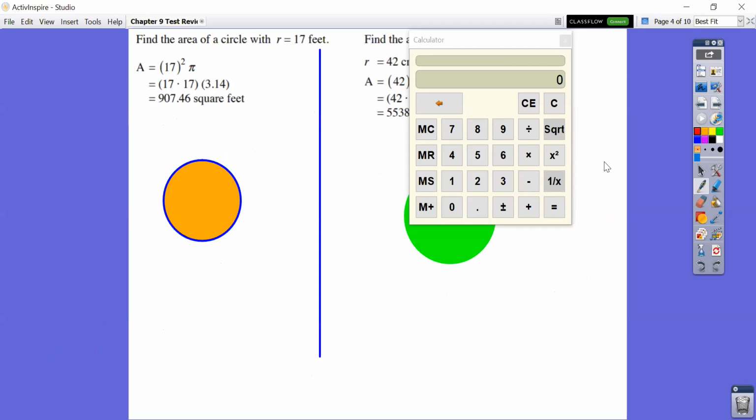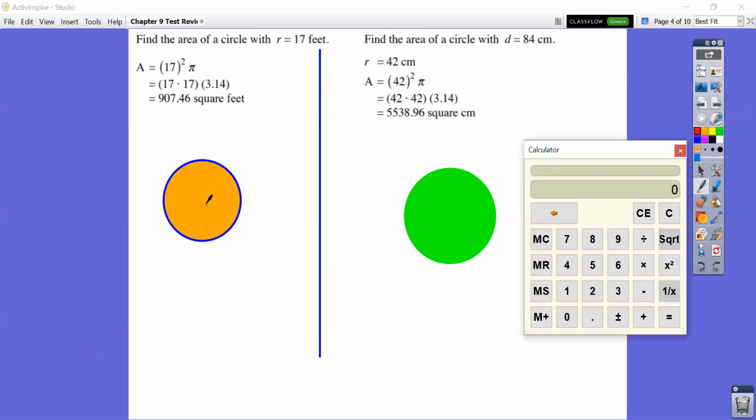Area. Find the area of this circle. Radius is 17 feet. We have the center. We have a point on the circle. Connect them. We make a radius, 17 feet. So the formula they get you: A equals pi radius squared. What does pi radius squared mean? That means pi times radius squared.